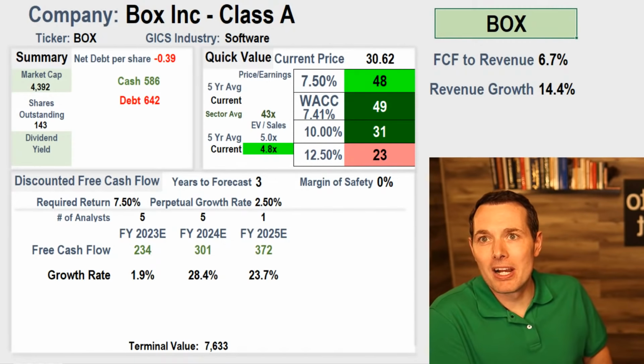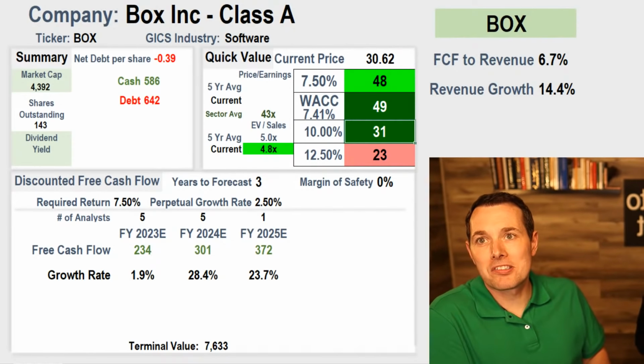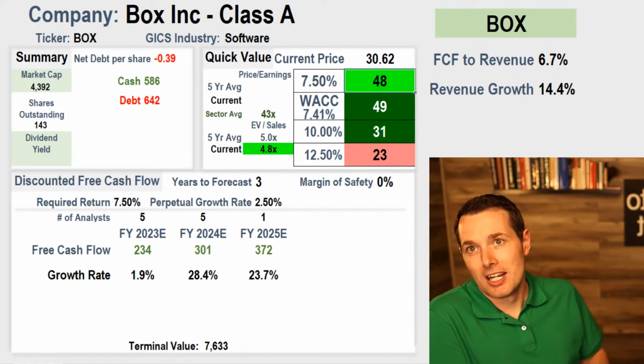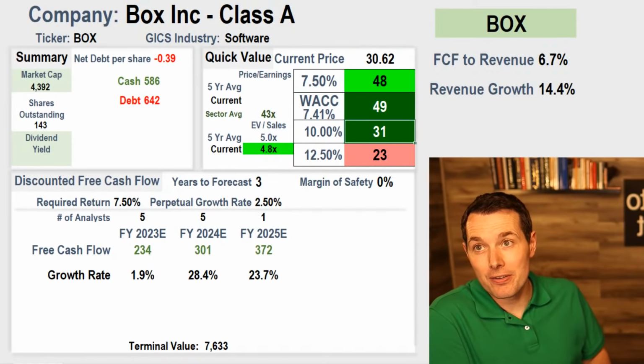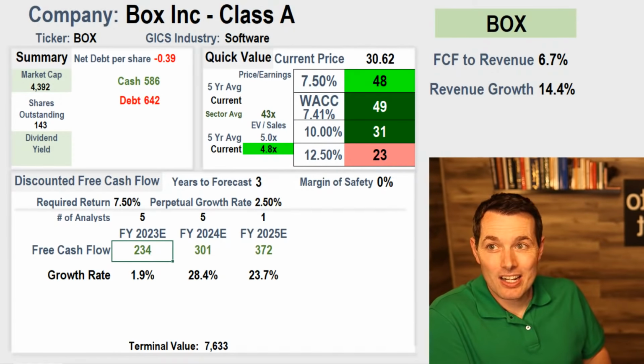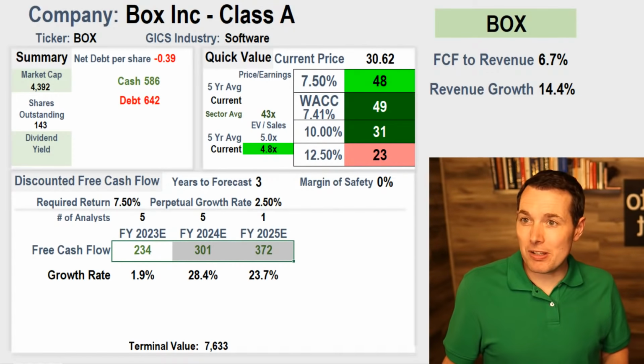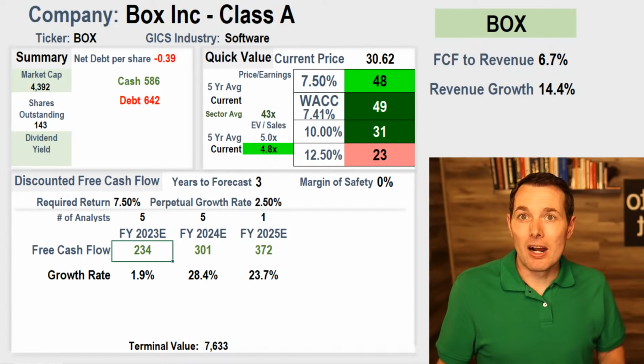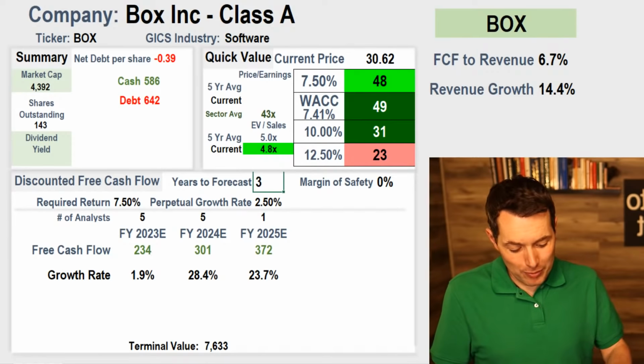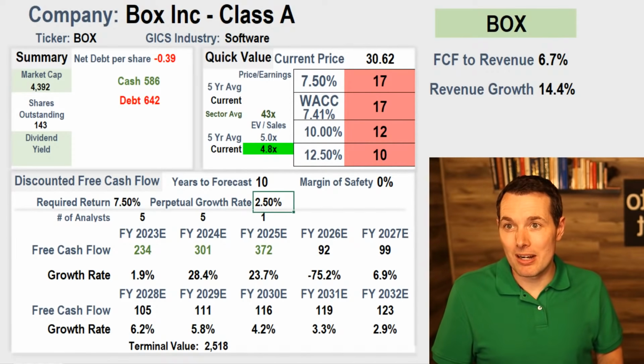All right. What do you think of Box here? Box looks good. I mean, it looks undervalued here. It's kind of small from a free cash flow perspective. We probably want to go out further. This might be an example where you extend it out. How do the numbers look?